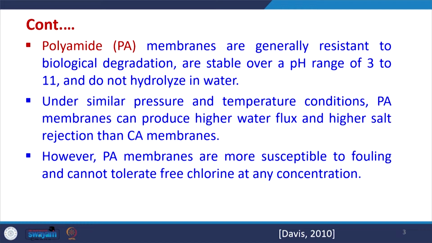Now, polyamide membranes are more resistant to biological degradation, and they are also stable across the pH range of 3 to 11, and they do not hydrolyze in water. In this way polyamides are better as compared to cellulose acetate. Under similar pressure and temperature conditions, polyamide membranes can give higher water flux and higher salt rejection than the CA membranes. Again, the PA membranes are better, but PA membranes are more susceptible to fouling and cannot tolerate free chlorine at any concentration. This is the disadvantage with respect to PA membranes.